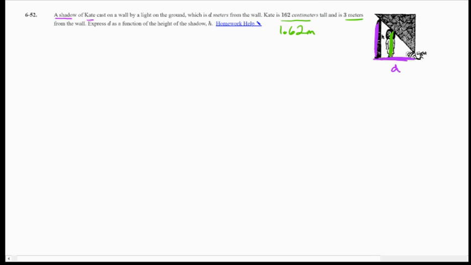So this little distance right here is 3 meters, and we're going to use that to help create a triangle in a second. The question is: express d as a function of the height of the shadow h. So we have two triangles. We have our outside triangle, which is the shadow, h, the distance from the light, which is d, and the light cast being the hypotenuse. Then I have my inner triangle, which is Kate, 1.62 meters.